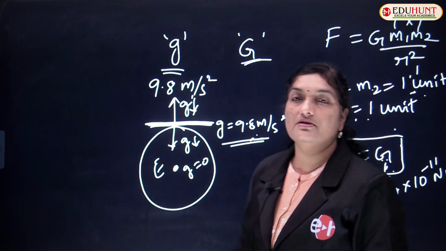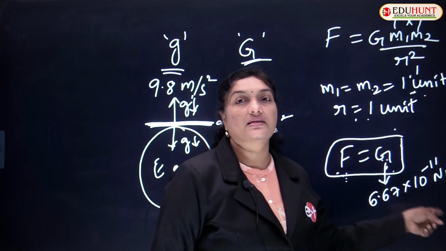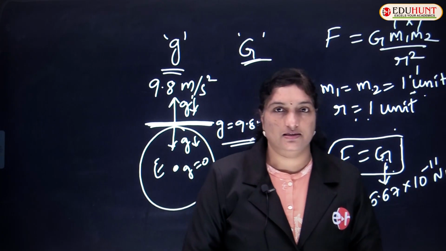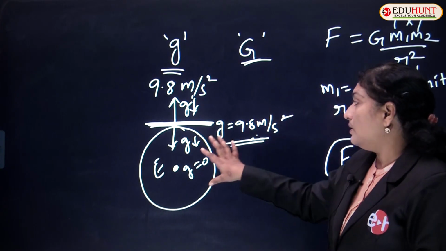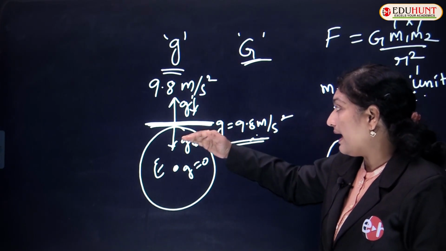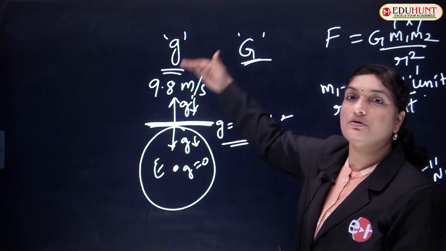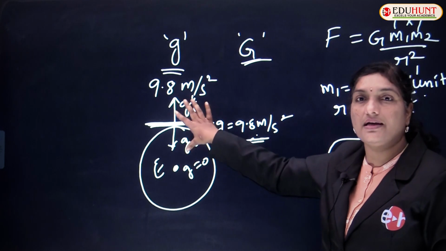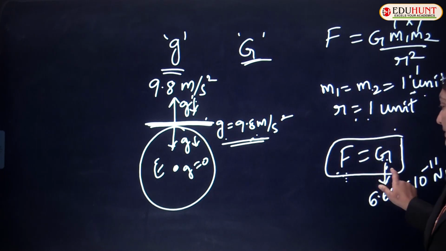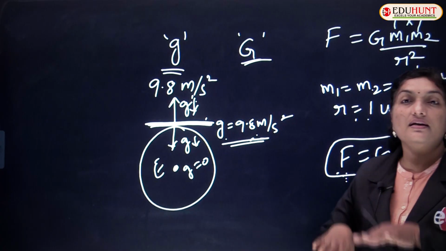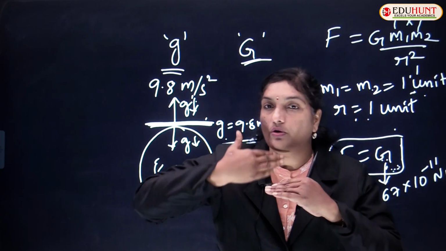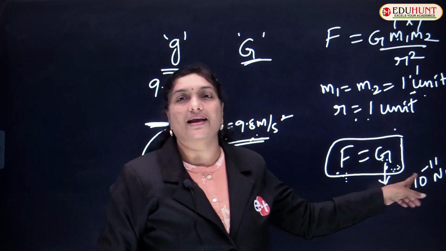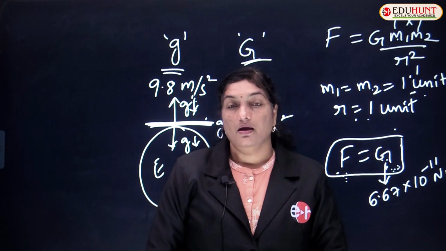So what is the value of the universal gravitational constant? 6.67 into 10 power minus 11 Newton meter square per kg square. Even though we move higher above the surface of the Earth or deep inside the surface of the Earth, the value of small g decreases. But the value of capital G, that is the universal gravitational constant, remains constant even though you go higher above the surface of the earth or deep inside the surface of the earth.